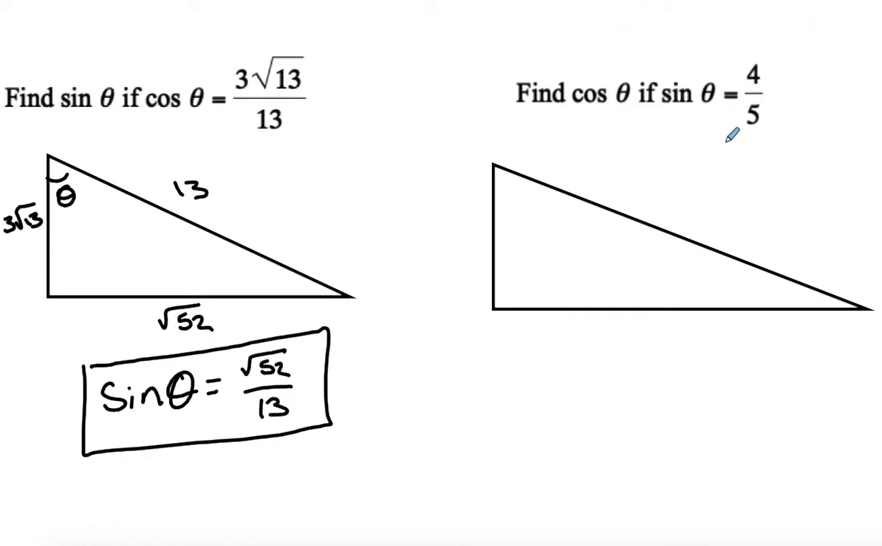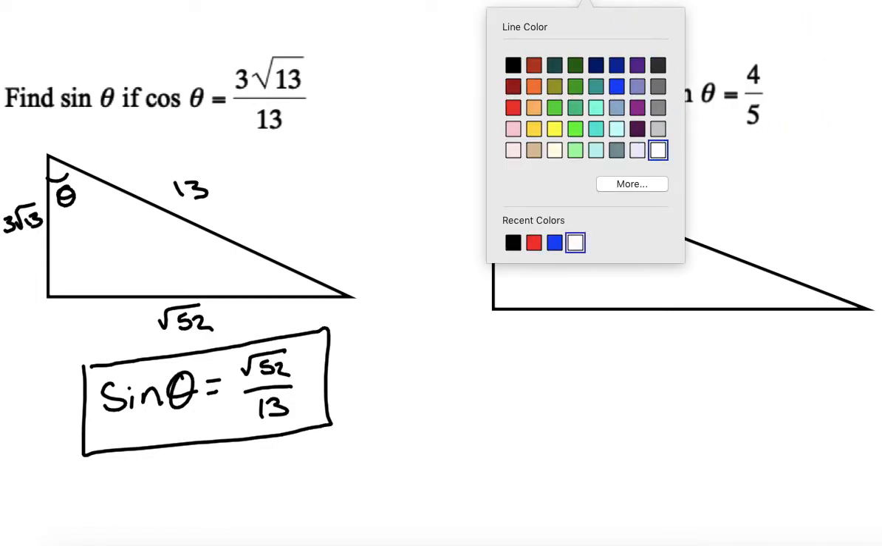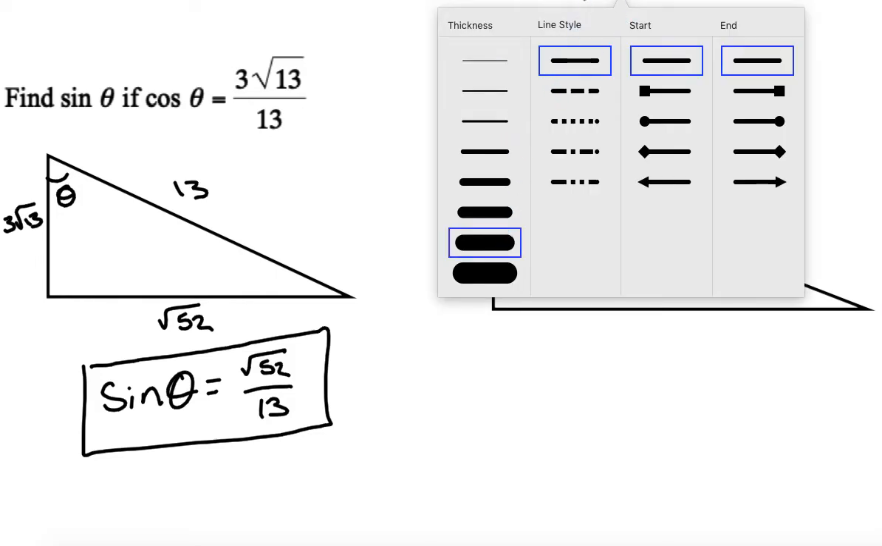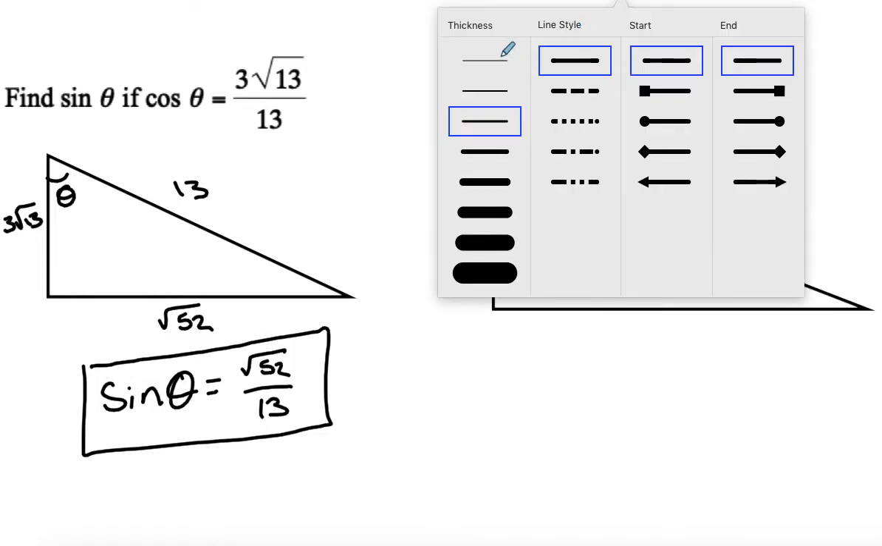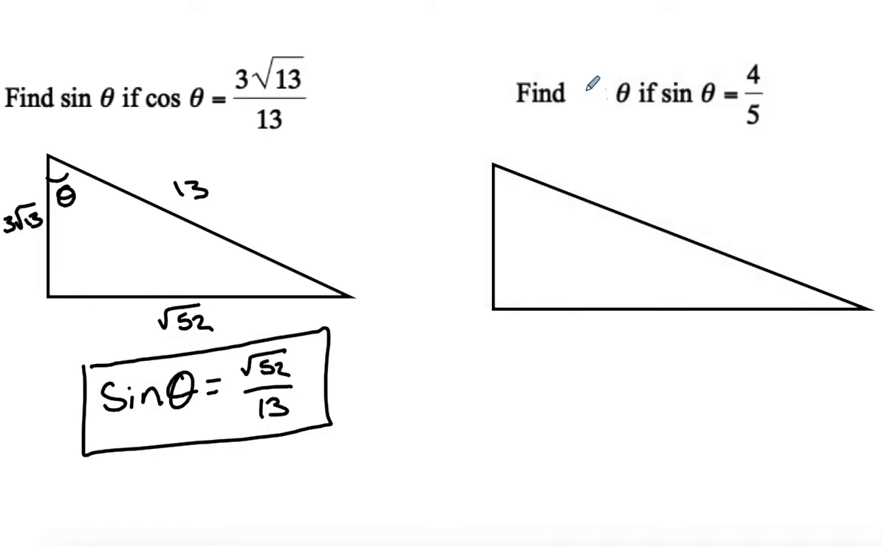Give this other one a shot. I'm actually going to change this up for you a little bit because I don't like that number. So I'm going to say find the cotangent of theta if sine is 4 over 5. So take a moment, pause the video, give that a shot.